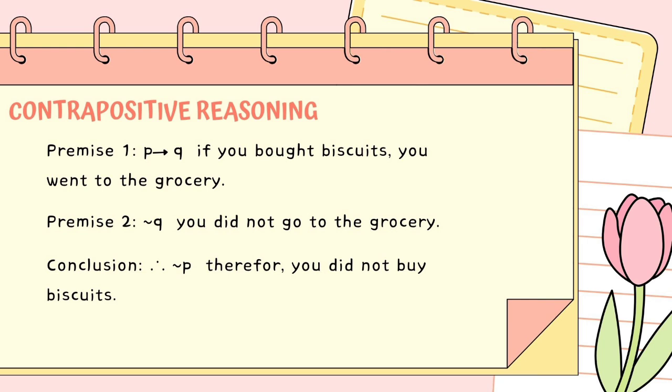Ang Q naman natin dyan is you went to the grocery. Ang premise 2 natin should be not Q. So, ang Q natin dyan is you went to the grocery. Ang maging premise 2 natin is you did not go to the grocery. Ang conclusion natin is therefore not Q. So, ang P natin is you bought biscuit. Therefore, you did not buy biscuits. Kasi nga, ang contrapositive reasoning, P implies Q, not Q, and then therefore not P.